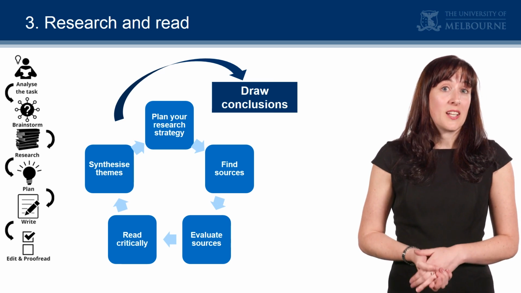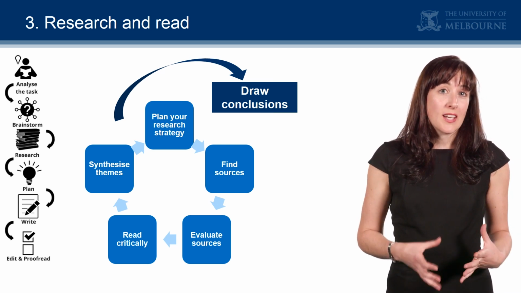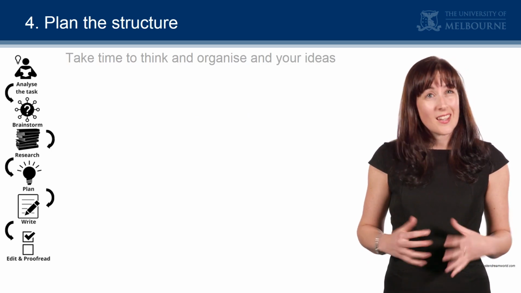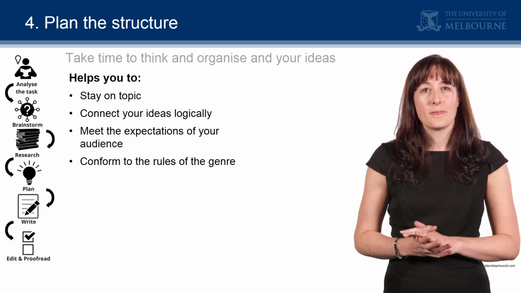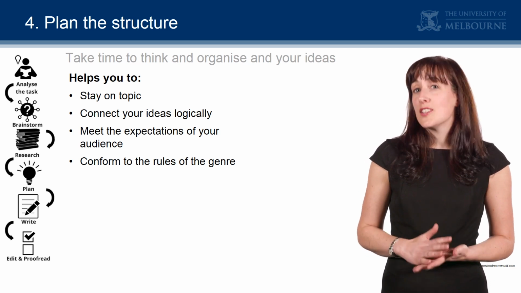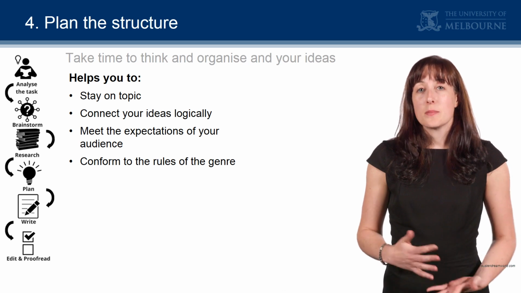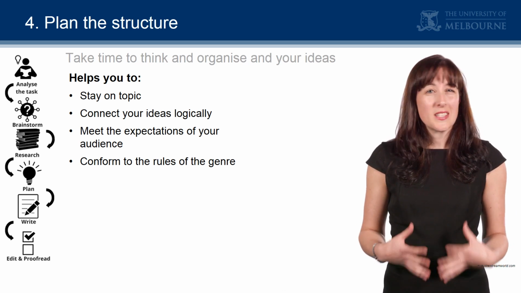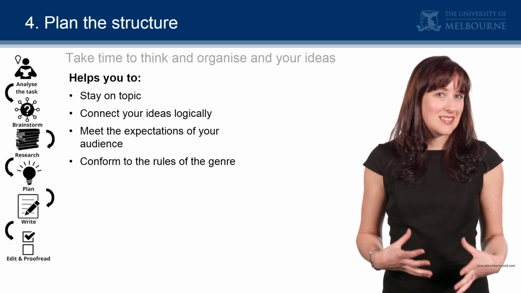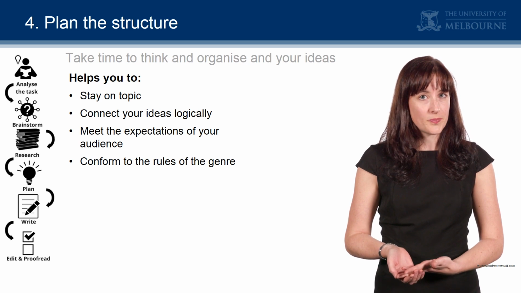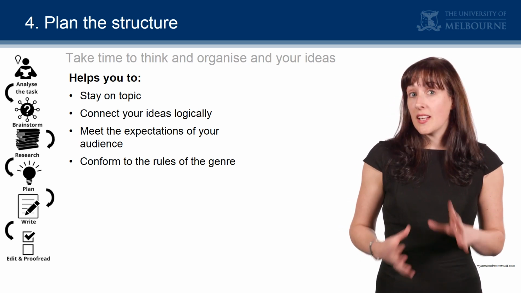Although you may feel under pressure to start writing, once you've gathered enough research to draw conclusions, it's important to take time to think and organise your ideas. Planning helps you to stay on topic, achieve coherence and cohesion, meet the expectations of your audience and write according to genre. It's important to consider genre, aim, and audience at this stage, as different types of tasks require different structure and approach. There are different ways of organising your ideas.